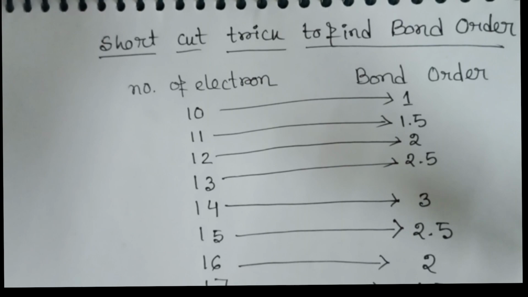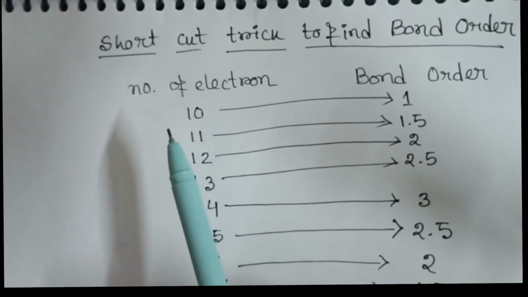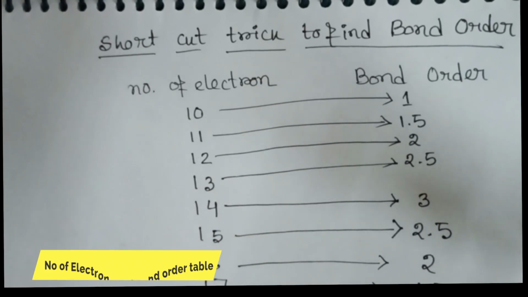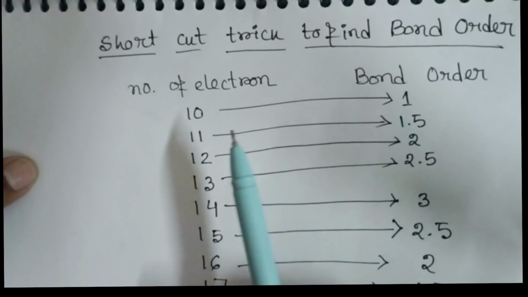Hello everyone. So today we have studied a shortcut trick to find bond order. First we have to calculate the total number of electrons. If the total number of electrons is 10, then the bond order will be 1.